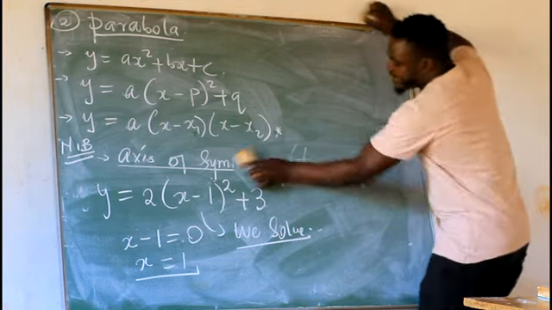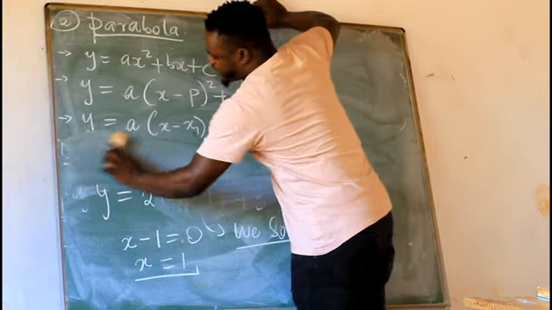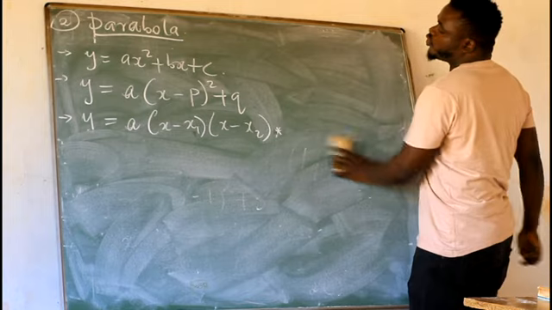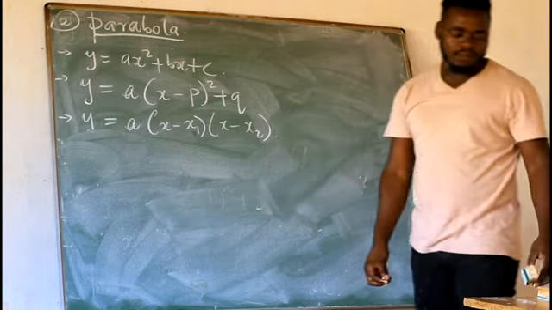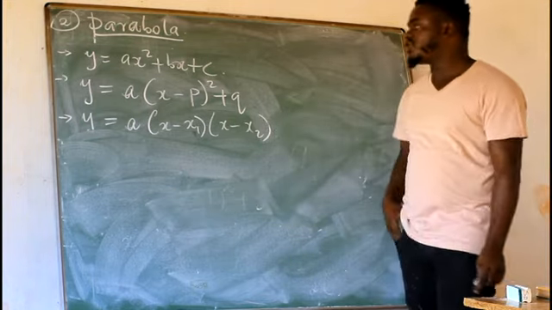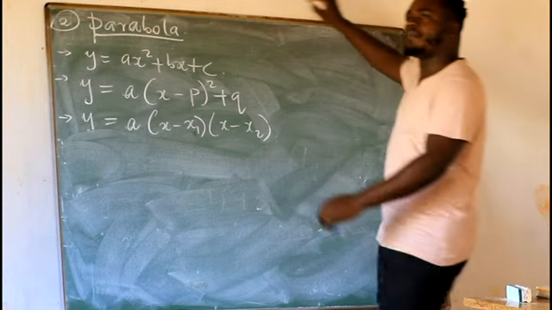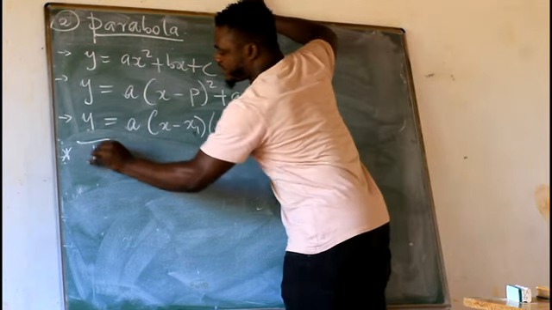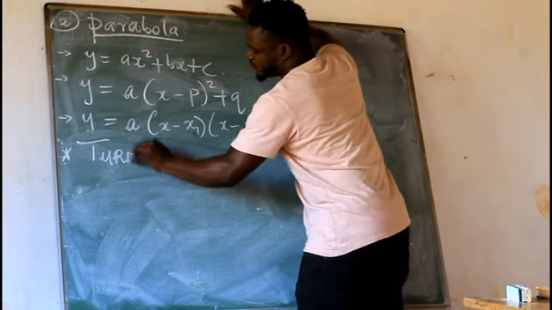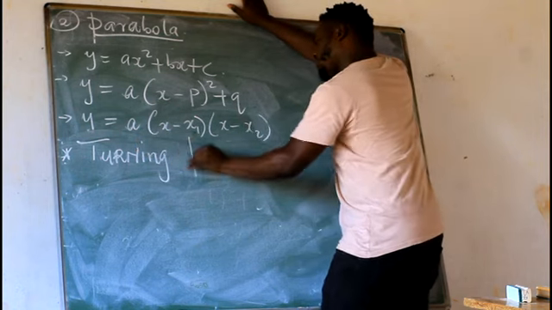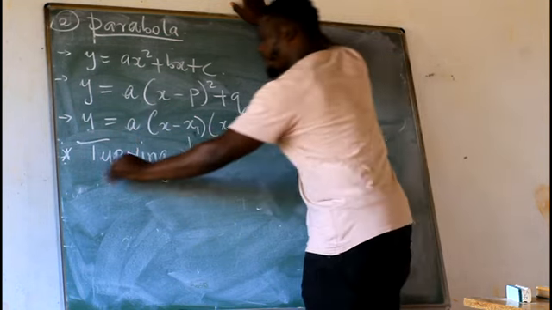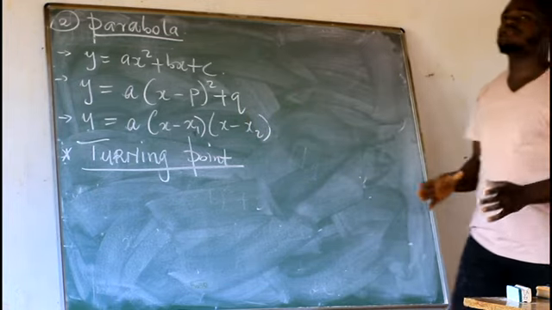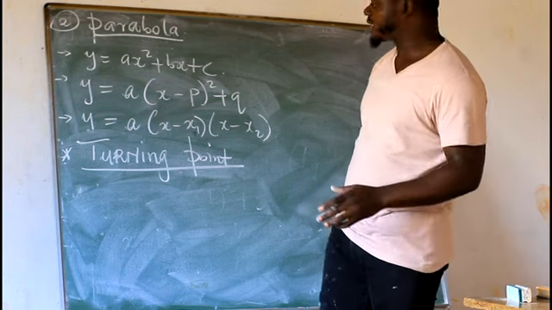Okay guys, let us move to the turning point. These are the basics that you have to know about the parabola. Let's talk about the turning point, number 2. This is very important also. The turning point is where you can find the maximum value, or the minimum value, of that graph.